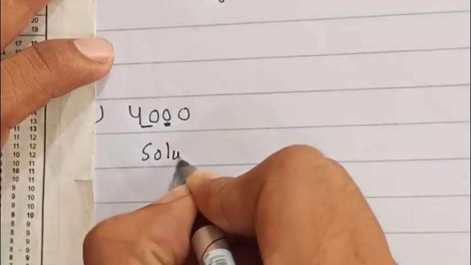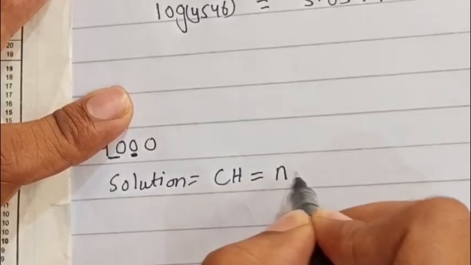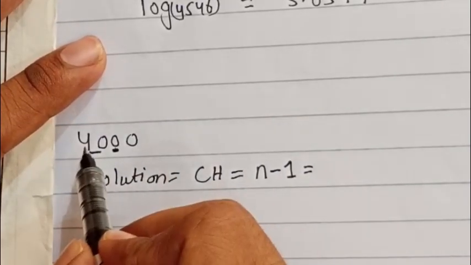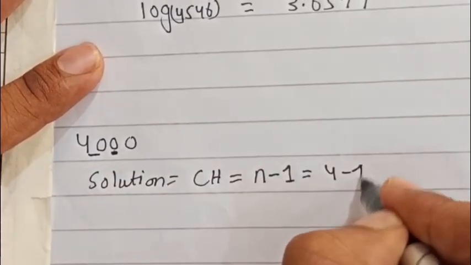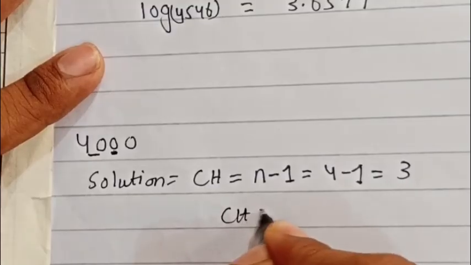So first of all, what is my process step? Solution: I need to find out the characteristic. How will I find it? n minus 1, where n is the number of digits. How many digits are there? 4. Okay, 4 minus 1 is equal to 3. So my characteristic is 3.